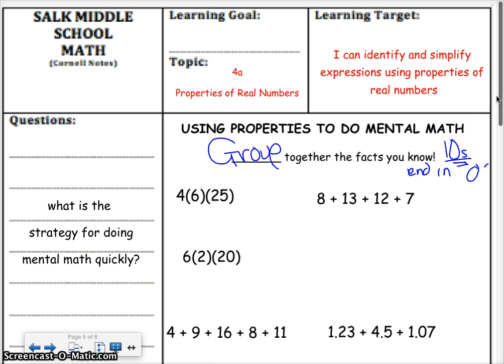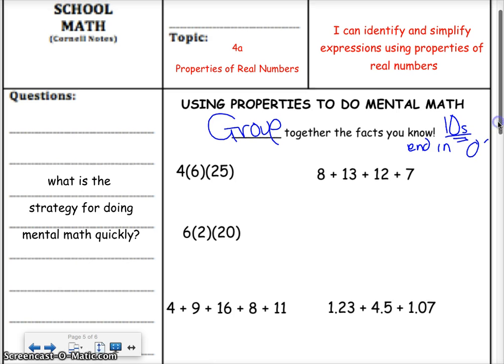So the first one, 4 times 6 times 25. Well, if I went 4 times 6 is 24 times 25, it would take me a little bit. So I want to think, okay, I got to be able to do something. Oh, 4 and 25 is 100. 100 times 6, 600. So that helps me group things together and get math done super fast.